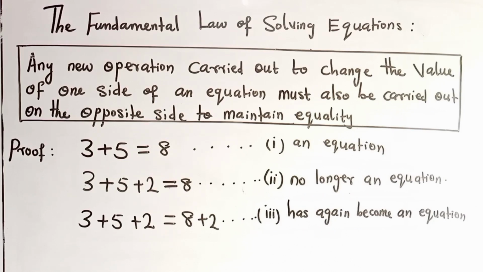Another operation that does not need to be carried out on both sides is factorization. If you factorize one side of an equation, do not insist on doing the same thing to the other side, except by coincidence, both sides need it. The third one is collecting like terms. If you collect like terms on one side of an equation, do not insist on doing the same thing to the right-hand side, except there is a need for that.